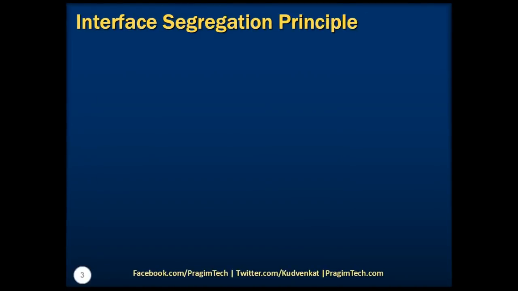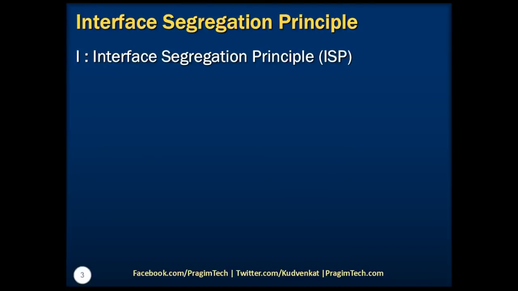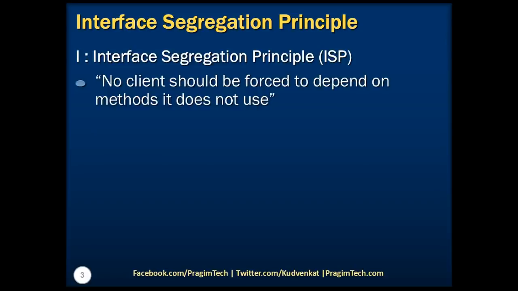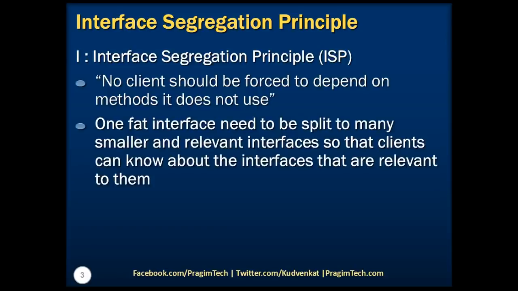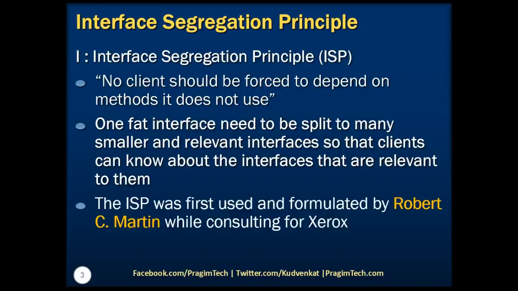In the first session of SOLID Introduction, we understood that I in SOLID is the acronym for Interface Segregation Principle. The Interface Segregation Principle states that no client should be forced to depend on methods it doesn't use, which means instead of one big fat interface, many small interfaces are preferred based on groups of methods, with each one serving one submodule. The Interface Segregation Principle was first used and formulated by Robert C. Martin while consulting for Xerox.